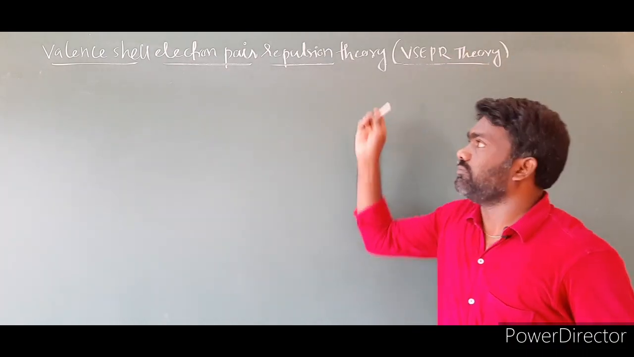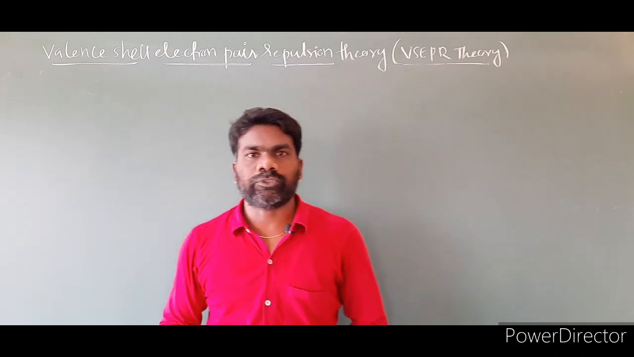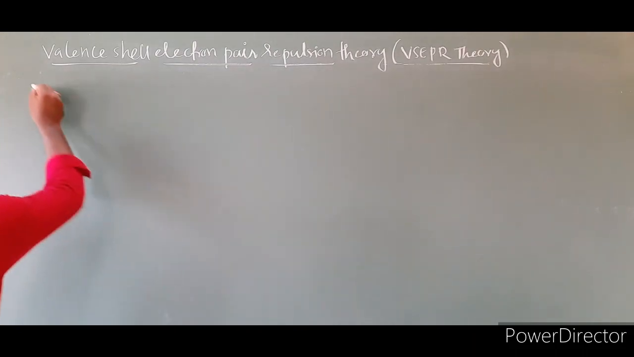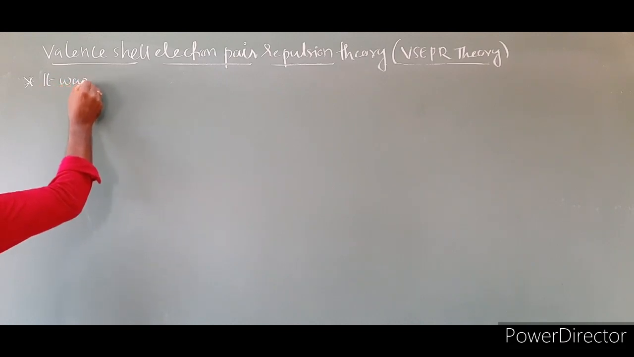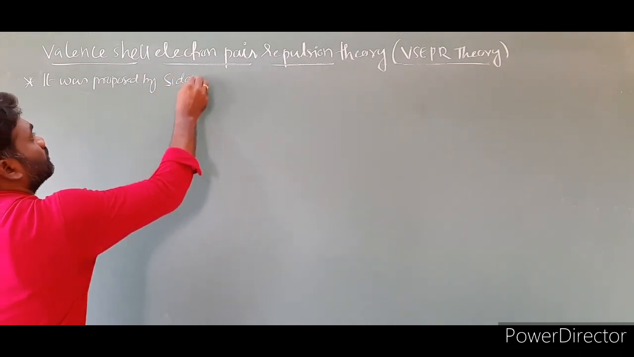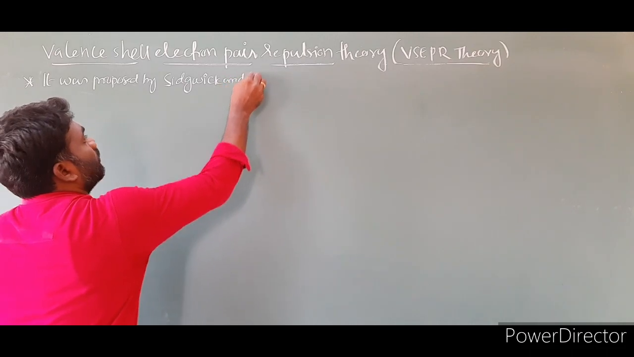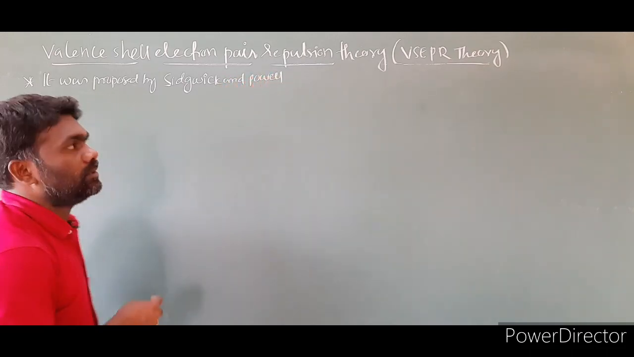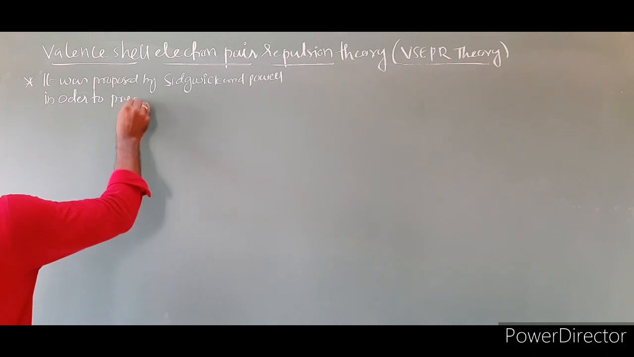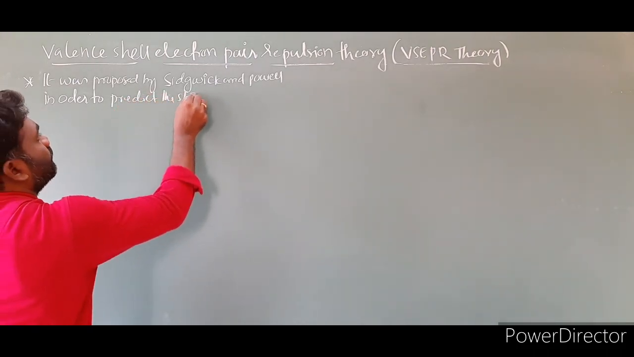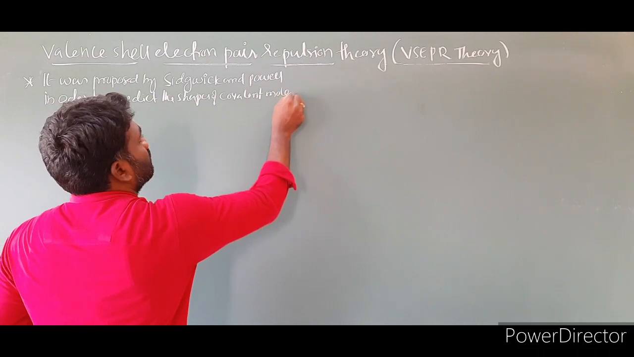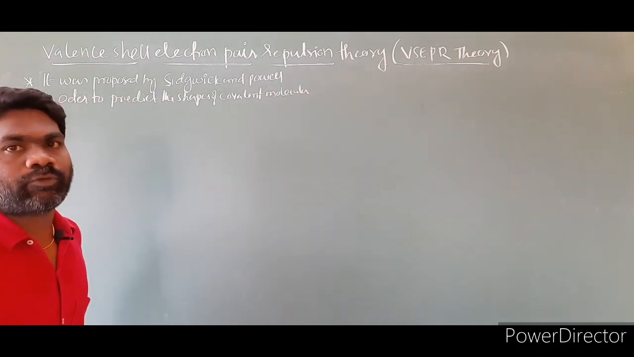Now let us discuss valence shell electron pair repulsion theory. It was proposed by Sidgwick and Powell in order to predict the shapes of covalent molecules.